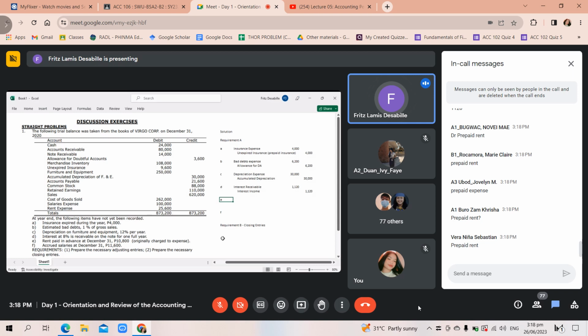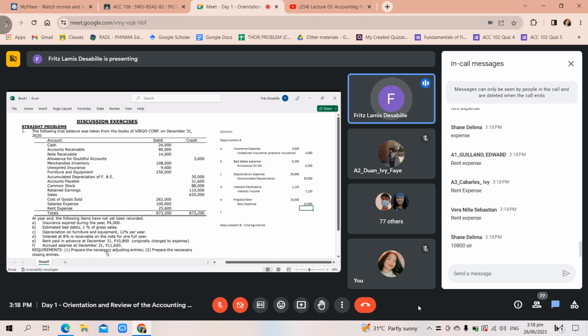Correct, no? Debit prepaid rent, how much? 10K, no? Credit what? Credit rent expense, correct. So prepaid rent, 10K. See, at least you know the twists and turns of these accounts. I'm happy that you know them, because sometimes even higher-year students are not familiar with these accounts. Okay.